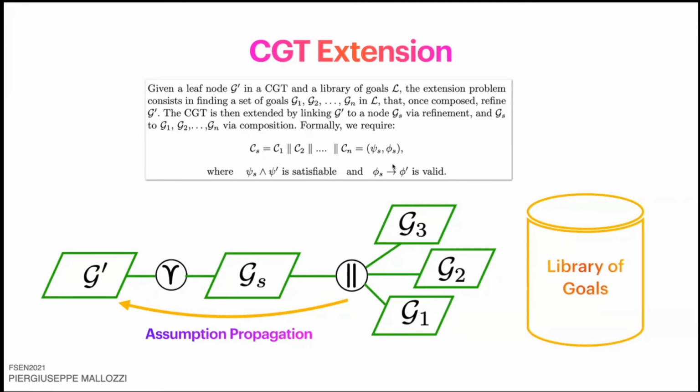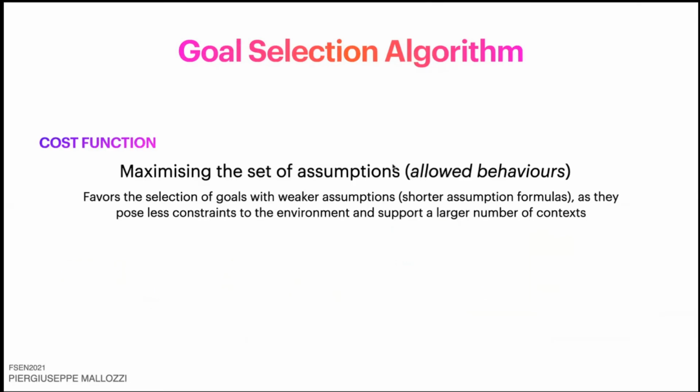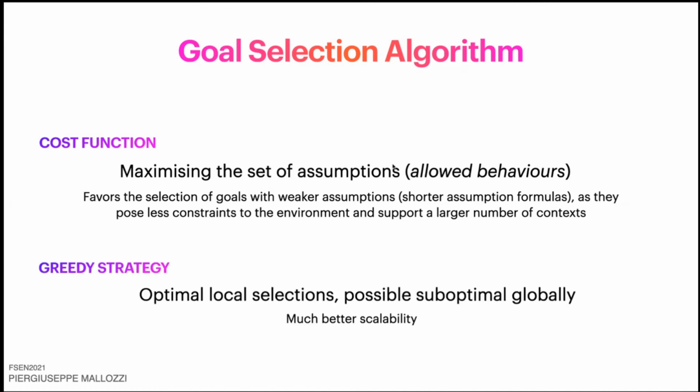Here, the cost function that we want to minimize is based on maximizing the set of assumptions, so all the behaviors allowed by our components. Why? Because we want to favor the selection of goals with weaker assumptions, since we can plug these goals into bigger contexts. The weaker the assumption, the bigger the environment you can use. And we use a greedy strategy. It means that we perform a locally optimal selection, but possibly suboptimal globally. And this is because it's scalable.